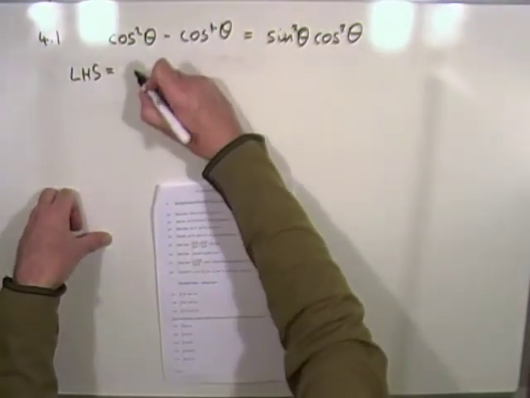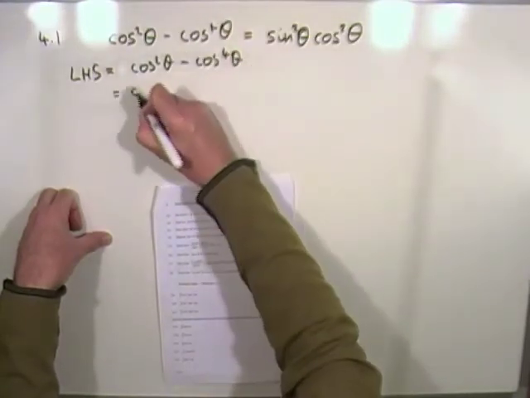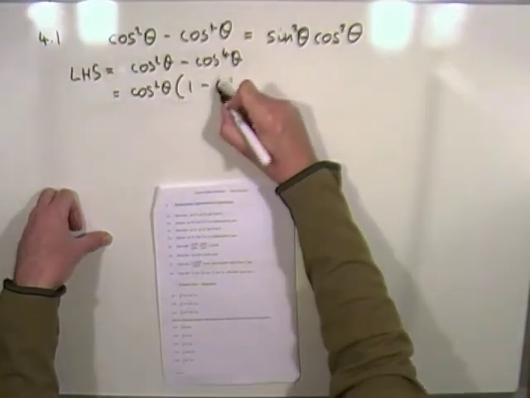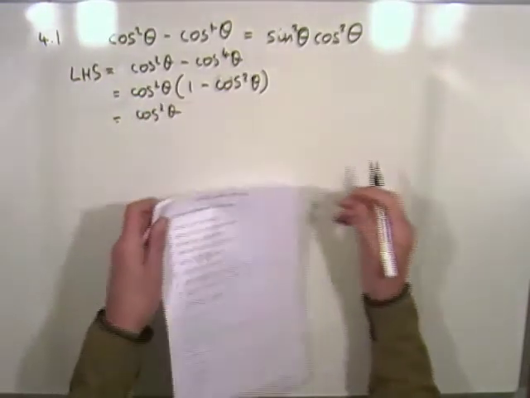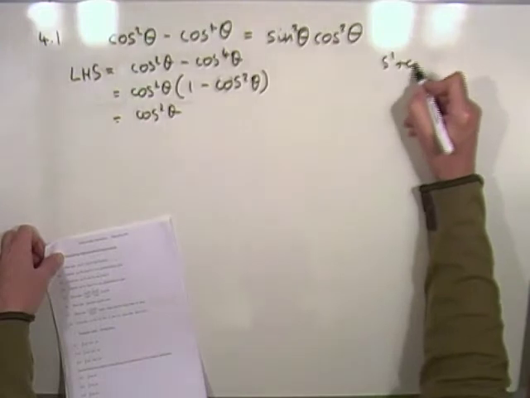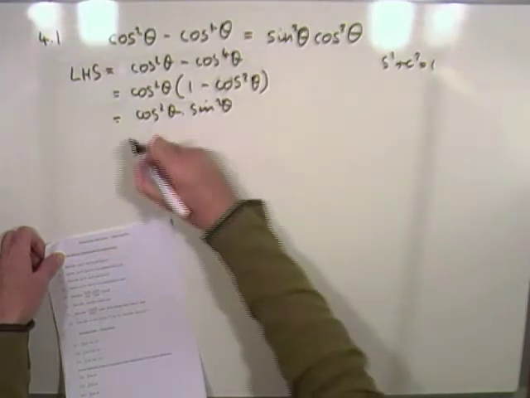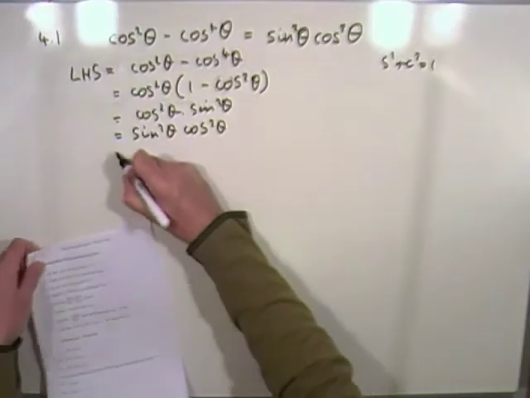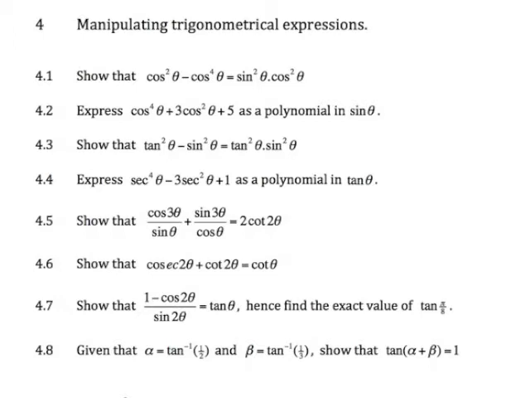So for the left hand side, I'll just rewrite it. It's cos squared theta minus cos to the 4th theta. We'll take out that cos squared theta as a common factor, leaving 1 minus cos squared theta. And then of course, 1 minus cos squared, remembering sine squared plus cos squared is 1, just makes sine squared. Put it back into that order so it looks exactly the same: sine squared, cos squared equals right hand side. That's that we've done. Right, now question 4.2.